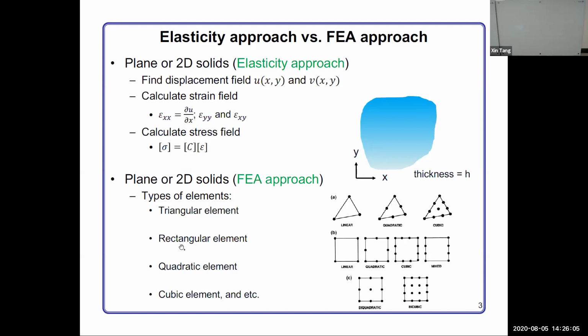You can also choose elements with different geometry. In addition to triangle elements, we can also choose quadrilateral elements, such as here. You have the linear elements, and you can also increase the number of nodes to make them quadratic or cubic, or you can also customize it, make it become mixed elements, depending on the problems you are going to solve.